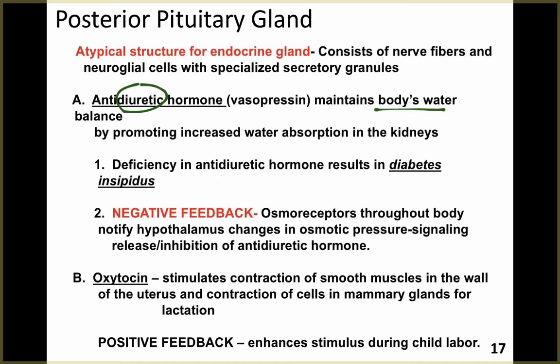Now, oxytocin is one thing that gets released. It stimulates contractions of smooth muscles in the wall of the uterus and contractions of cells in the mammary glands for lactation. And of course, this is positive feedback, so it enhances the stimulus. Oxytocin is also known as the cuddle hormone to help with bonding between people. It gets released after sex and between children and their parents.